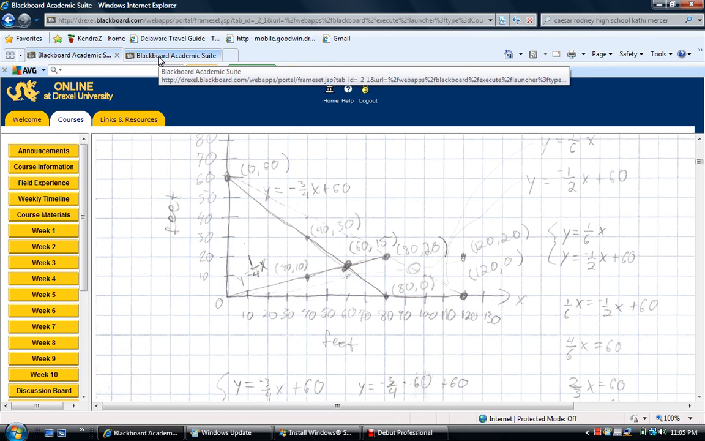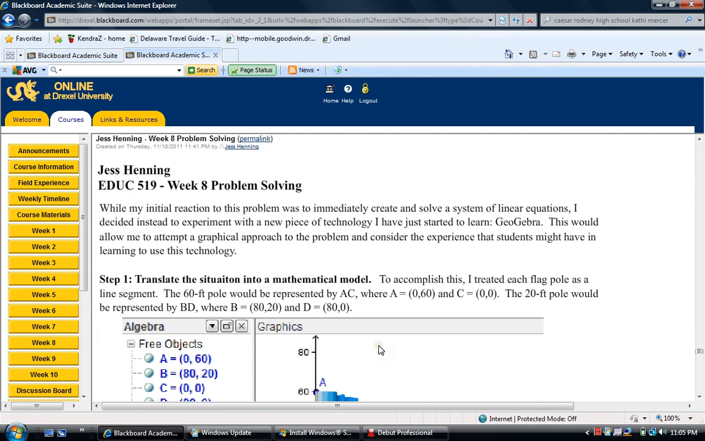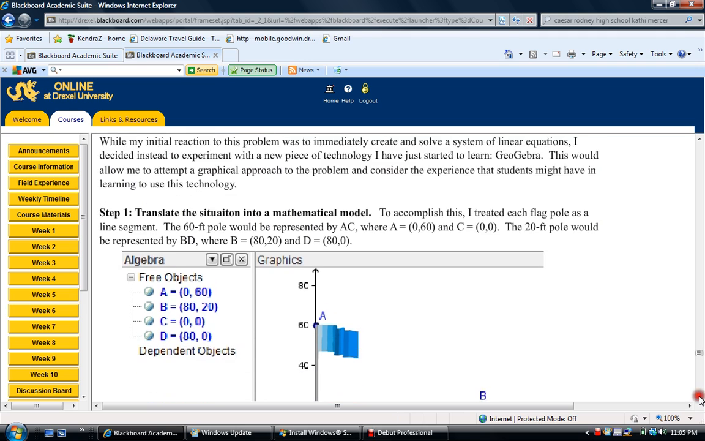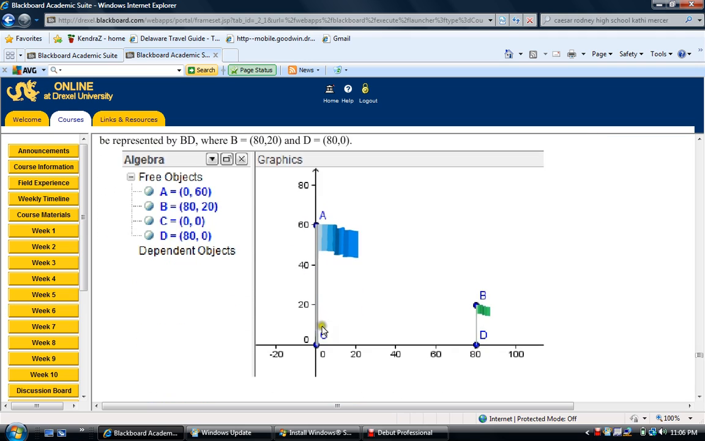And that takes us to the second solution, which is Jess's. He looks like he went about it the same way, solving for two linear lines where they cross. And here he has the 4 points, the 80 feet apart for the flagpoles.